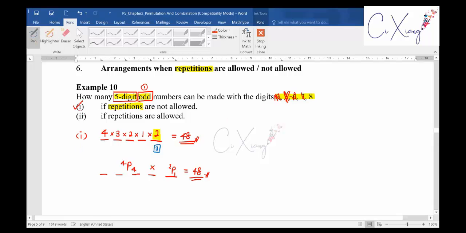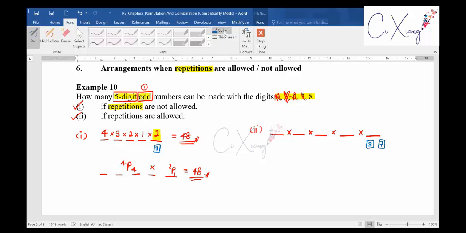Then let's say they say repetitions are allowed. If repetition is allowed, it means that the number can be used more than one time. So for this situation, how can we do it? Again, you need to start from the last digit here. For the last digit, you can only put in either a 3 or a 7. Correct or not? So that means for the last digit here, you still have 2 ways.